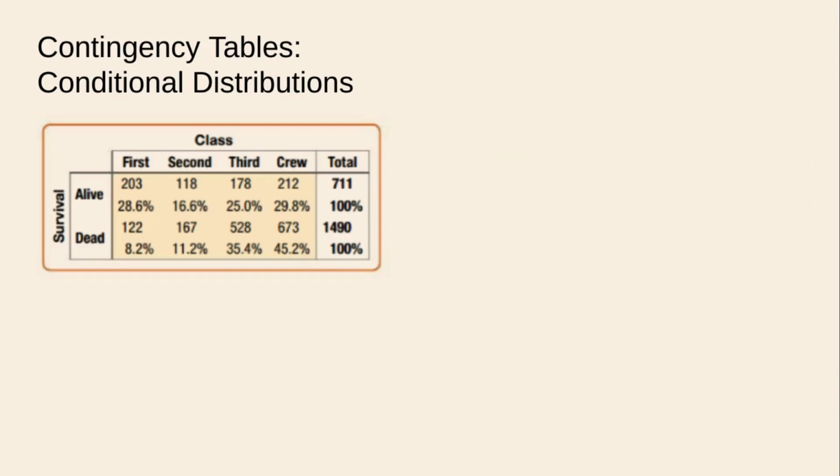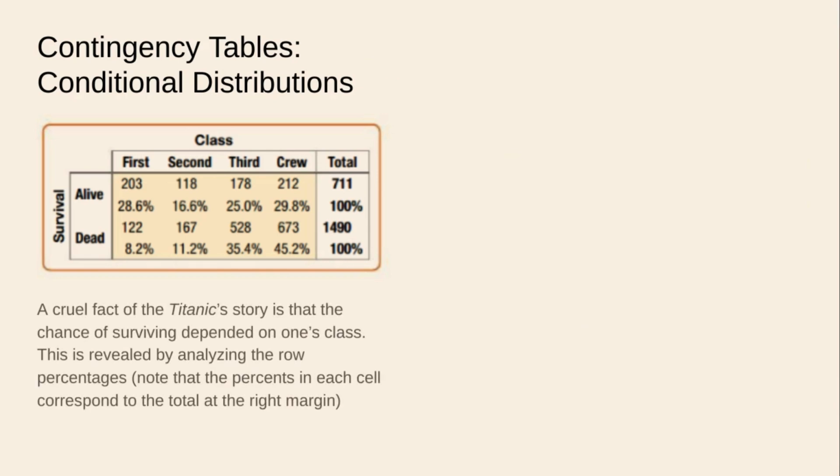All right. Now we're going to talk about conditional distribution. This is a little more messy than what we've done before, but not by much. You'll get it. A cruel fact of the Titanic story is that the chance of surviving depended on one's class. And we will see that very vividly in the next couple slides. This is revealed by analyzing the row percentages, and then later we're going to look at the column percentages. All right, and between those two, you're going to get the idea.